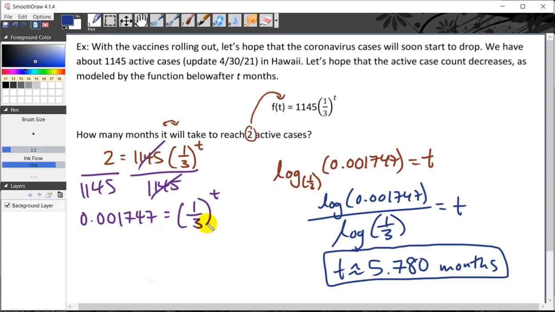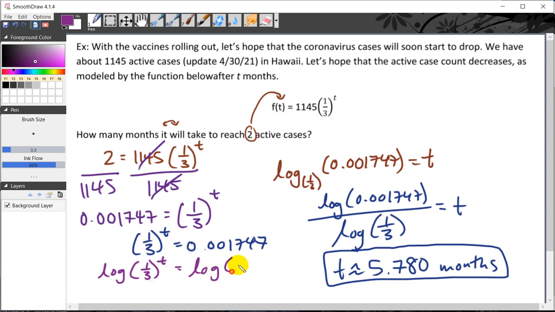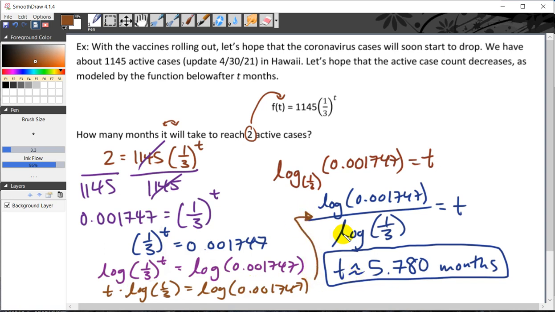Okay, so the other way that you can do this: if we have 1/3 raised to t equals 0.001747, what we can do is write both sides with the common logarithm. So this is log of 1/3 raised to t equals log of 0.001747. Then we can bring the t down, and what we have is t times log of 1/3 equals log of 0.001747. Okay, if we divide both sides by log of 1/3, we're going to get this here.